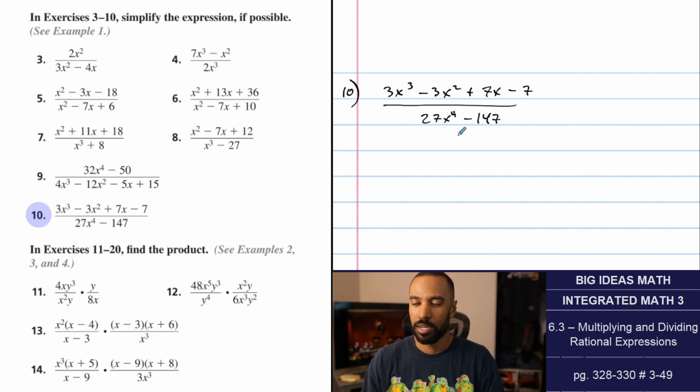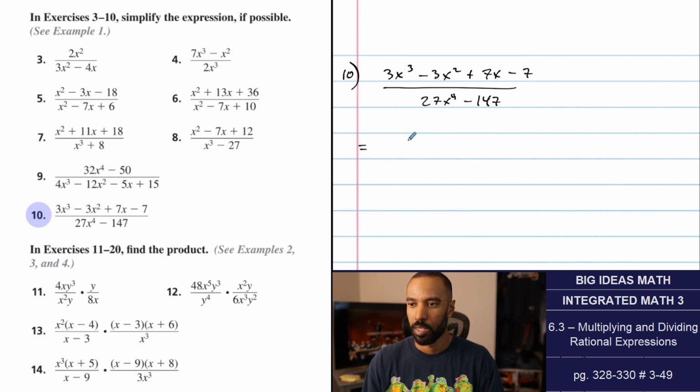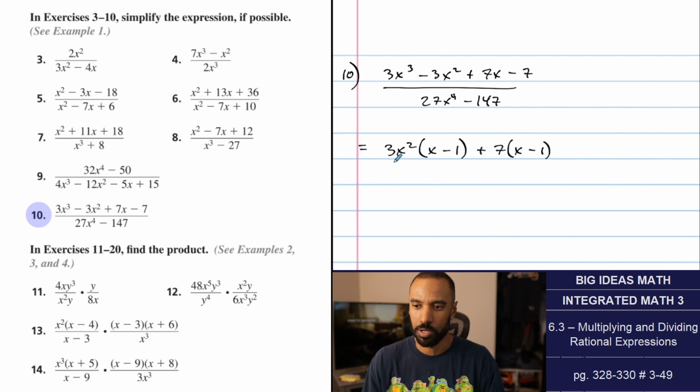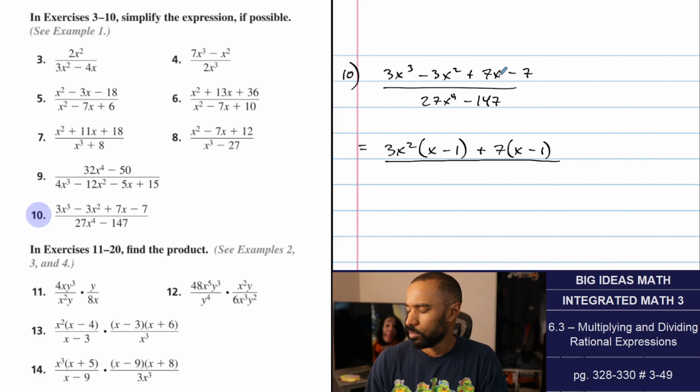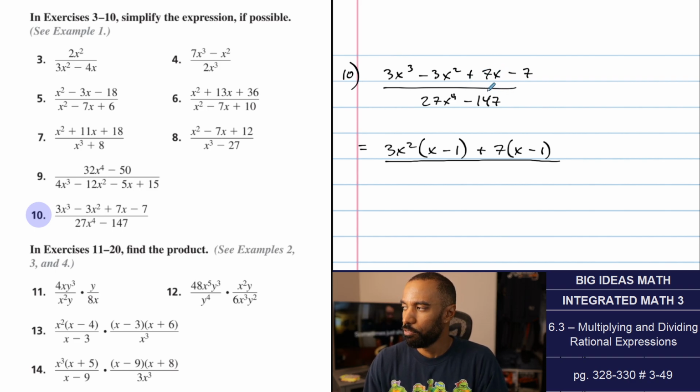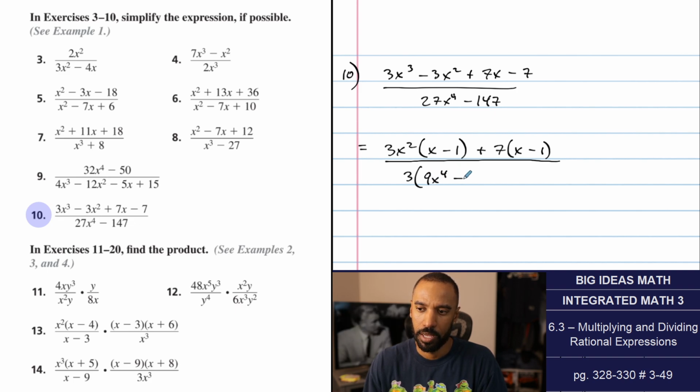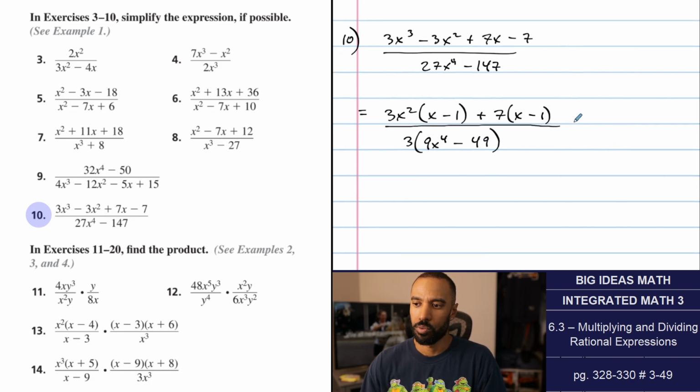Okay, on top, 3x squared is a common factor of the first two terms. 7 is a common factor of the next two terms. X minus 1 is a common factor of both. Part of the factoring by grouping stage. 147 divides by 3, so does 27. So you can factor a 3 out of here. You're left with 9x to the fourth minus 49. So this top is 3x squared plus 7 times x minus 1.